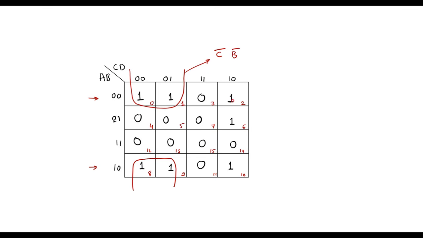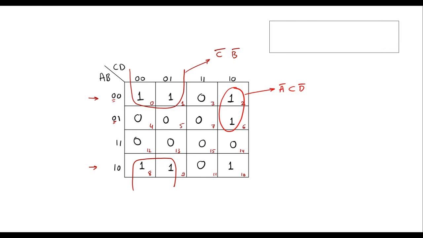Now here we have these two ones. These two I can make a pair like this. Since it covers this row and this column, this is with respect to C D bar, and it is common to these two rows. The common values are 0 and 0, that is with respect to A. That is A bar, C D bar.